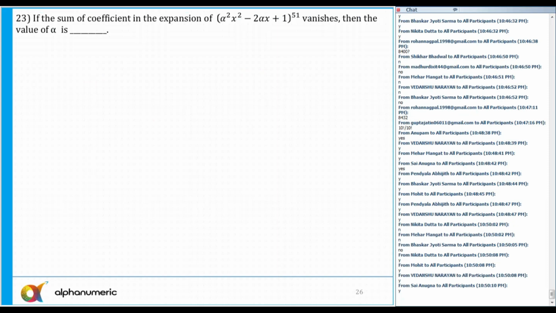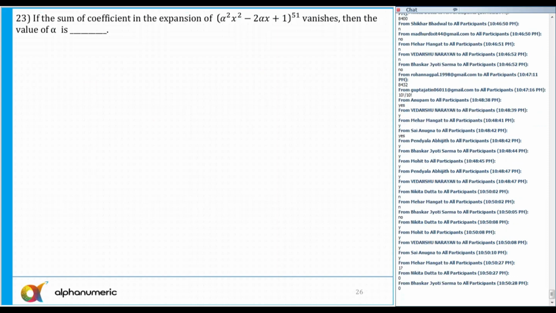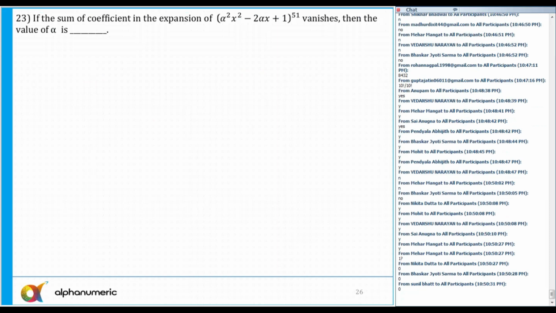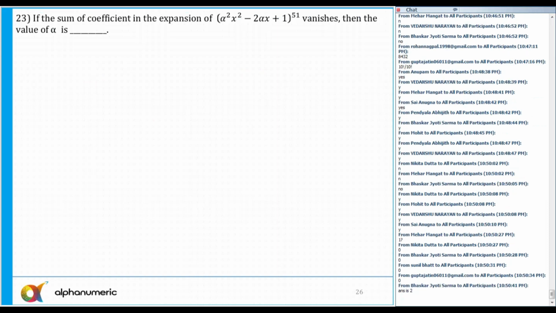If the sum of coefficients in this expansion vanishes, what does this mean? Vanishes means that the sum of the coefficients should be equal to how much? 0. So from this, it basically means that the sum of the coefficients is 0. So the sum of coefficients is equal to 0.